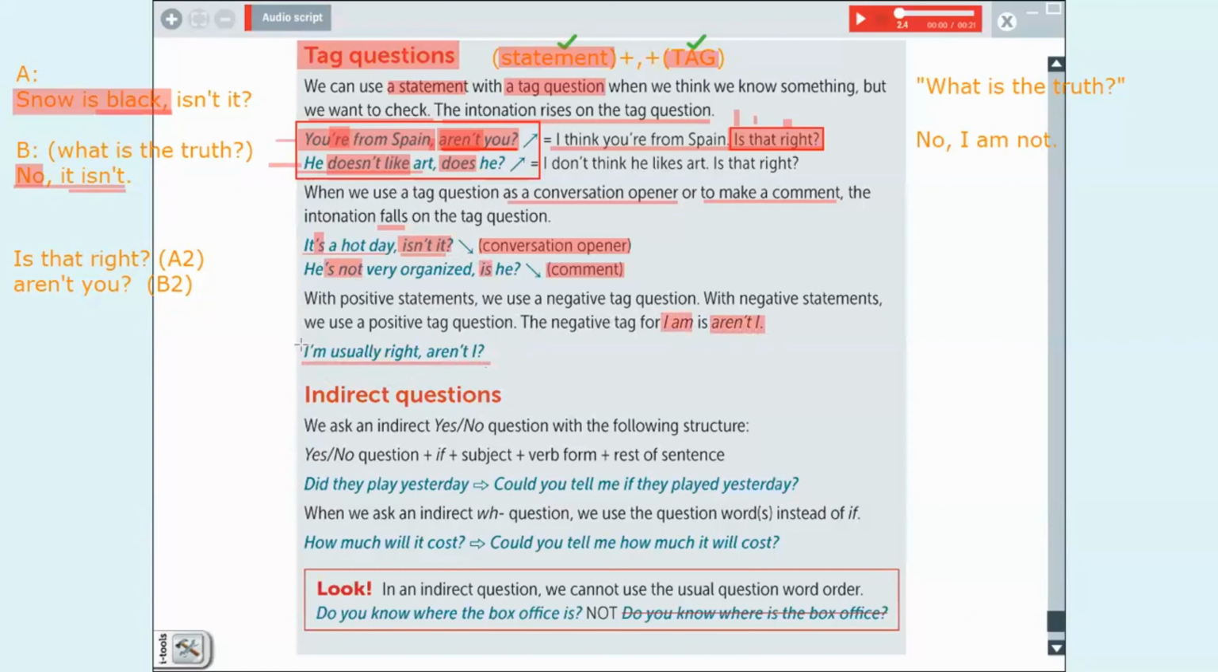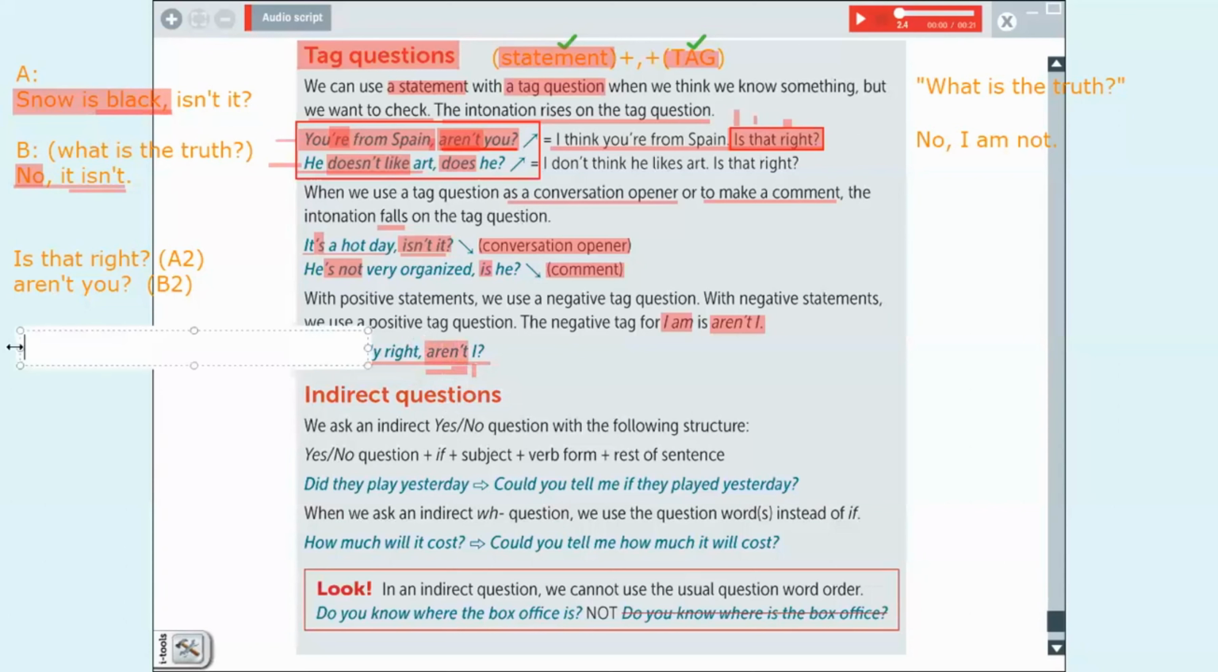So this is an exception. This is something that you need to bear in mind. If you are talking about yourself and using the verb be, in the tag question you won't use "am I not" or "ain't I." You just use the verb in the form "aren't," the negative, and then "I." This is the only exception that you need to follow.